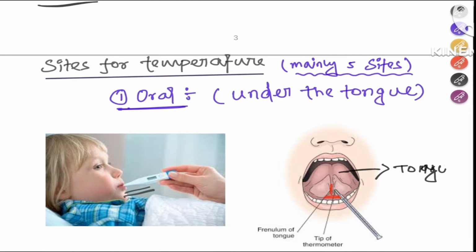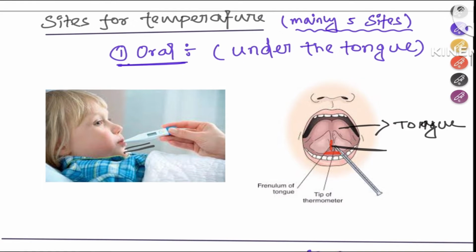Tongue. Tongue. And this is the frenulum. Under the tongue only, they will place the thermometer. That's the oral temperature. Oral temperature is one of the accurate ones we can use, but there are also some disadvantages. We can't use it for a child or an older person who has a psychiatric disorder. They can bite it, they can break it, and it will cause complications. So we can't use it for them.